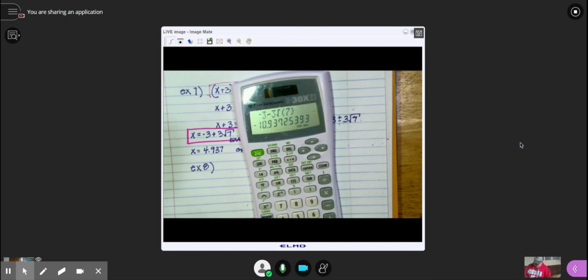What did you get? Okay. That means you probably hit -3 or -3 -3. Make sure you're hitting the subtraction sign when needed and not a negative. Yes. Okay.